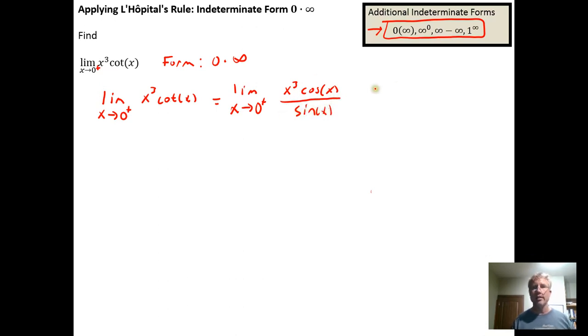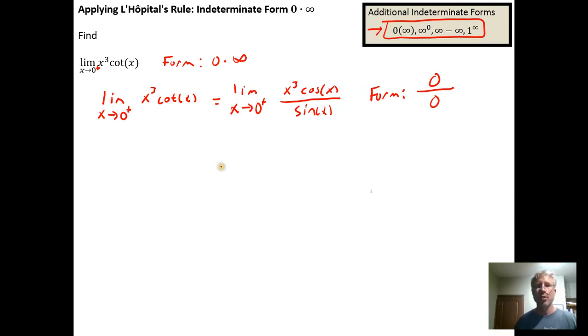And then I can ask what form does this have. As x goes to 0 from the positive side, the sine of 0 is going to be 0. So I have a 0 in the denominator, and I have cosine of 0 as 1, and as x goes to 0, x cubed goes to 0, so I have 0 times 1, so the form is 0 over 0. So clearly this is a form to which L'Hopital's rule can be applied.